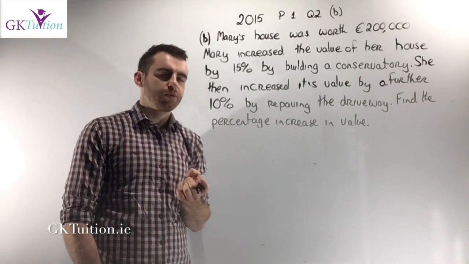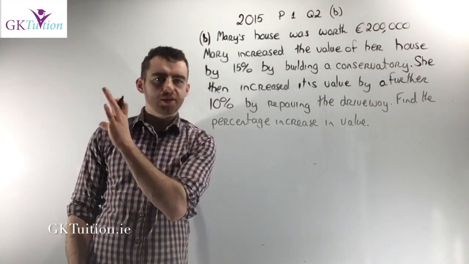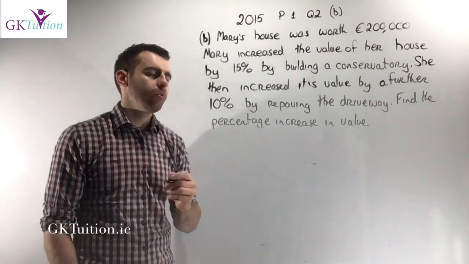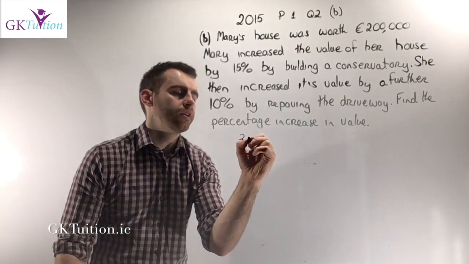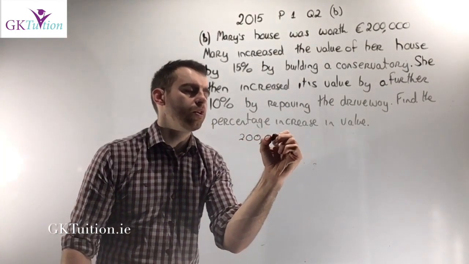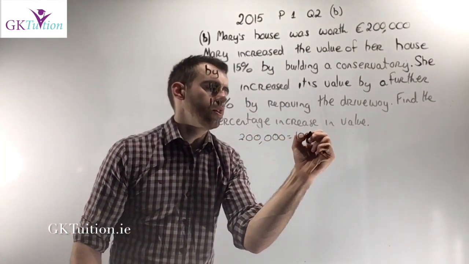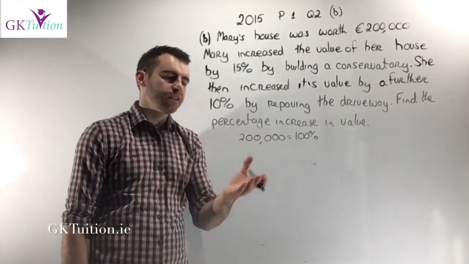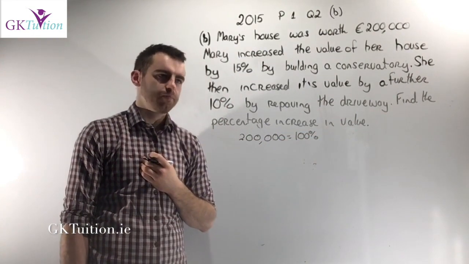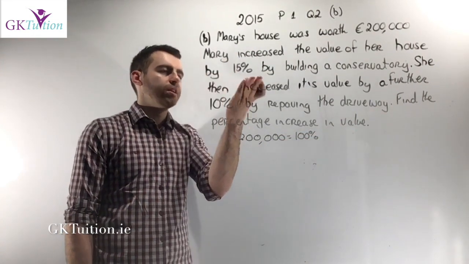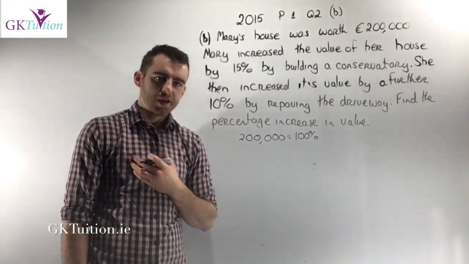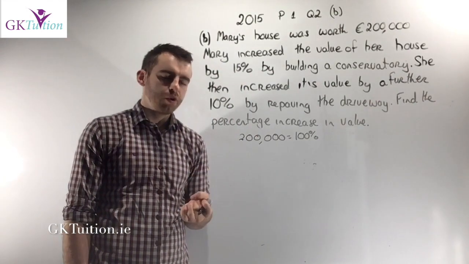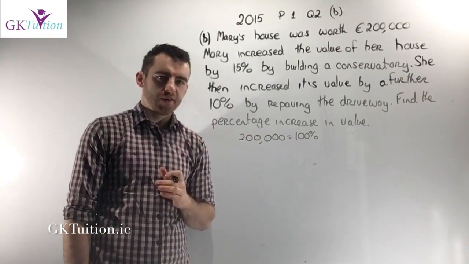So I want to drag this one out. We're going to do this one the same way as we did the questions on VAT. I would start this question off by calling the 200,000, the original price of the house, 100%. 100% of the house at the start of this scenario is 200,000. However, Mary has increased it by 15%. So I want to work out what is 115% of this figure.